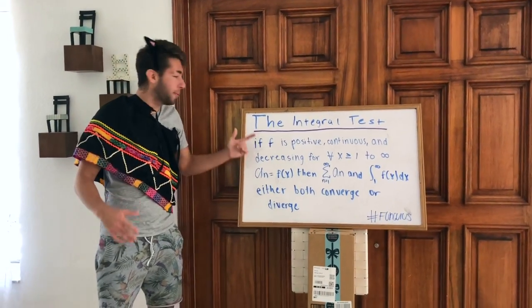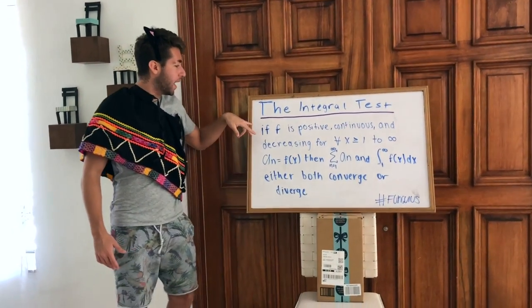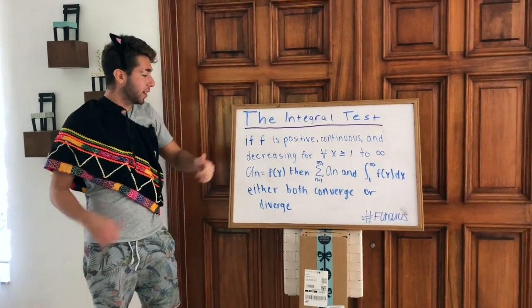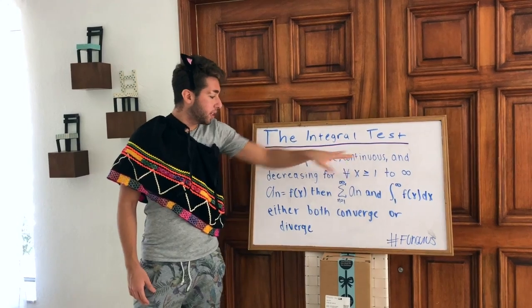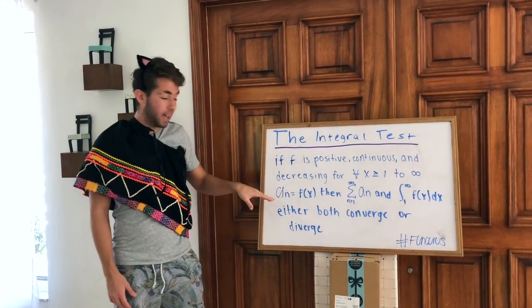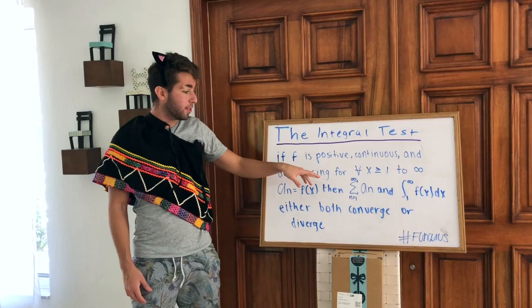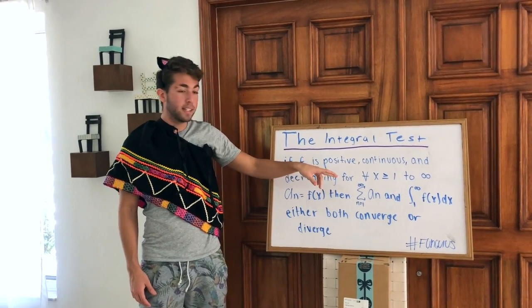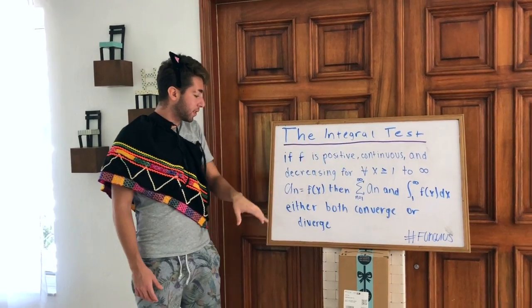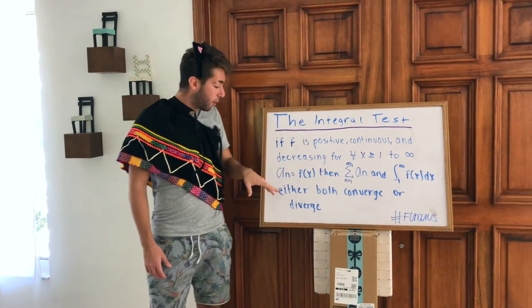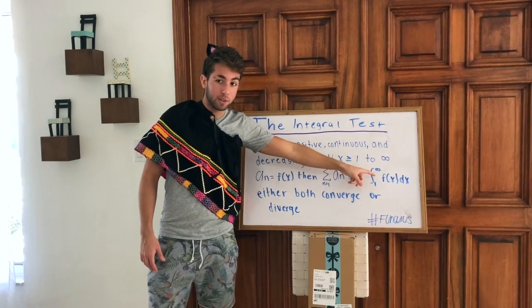Very exciting stuff today. We've got the integral test. If f, a function, is positive, continuous, and decreasing for all values of x from 1 to infinity, and a sub n is equal to f of x, then the series from 1 to infinity of a sub n and the integral from 1 to infinity of f of x dx either both converge or diverge, depending on what you get when you solve this integral.